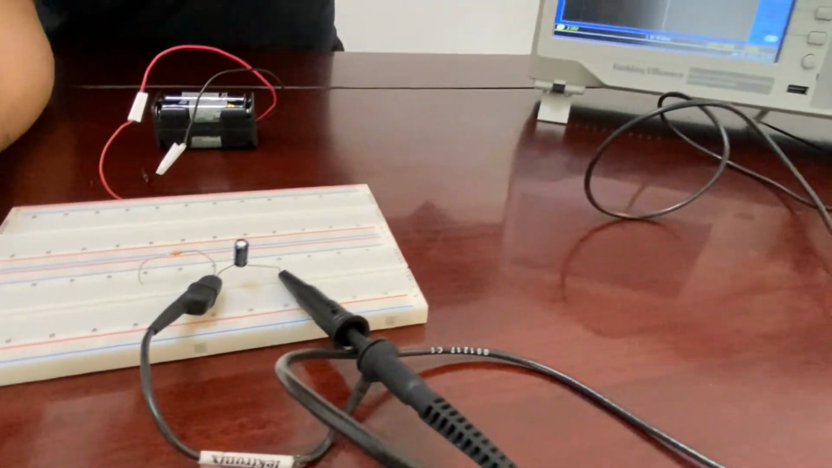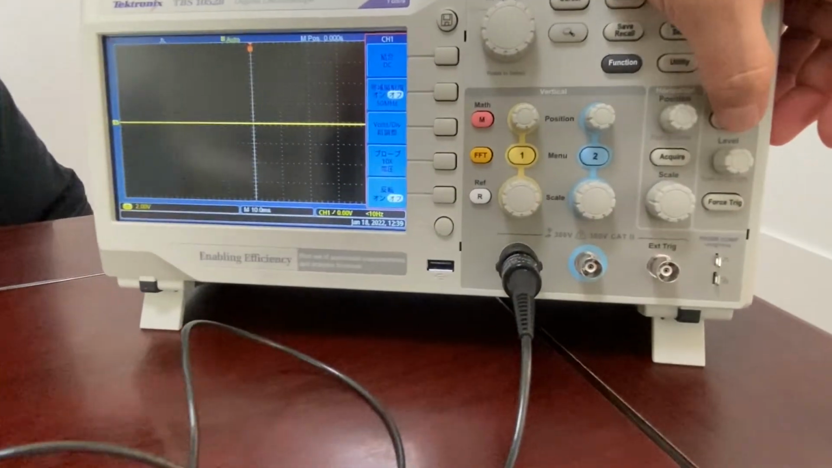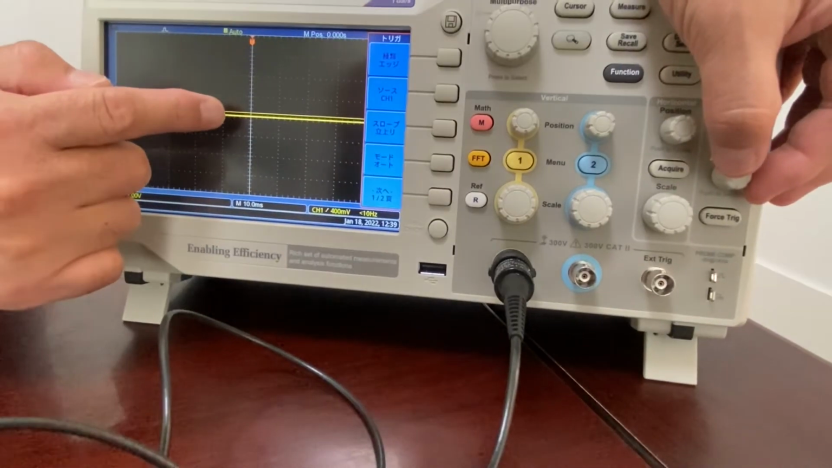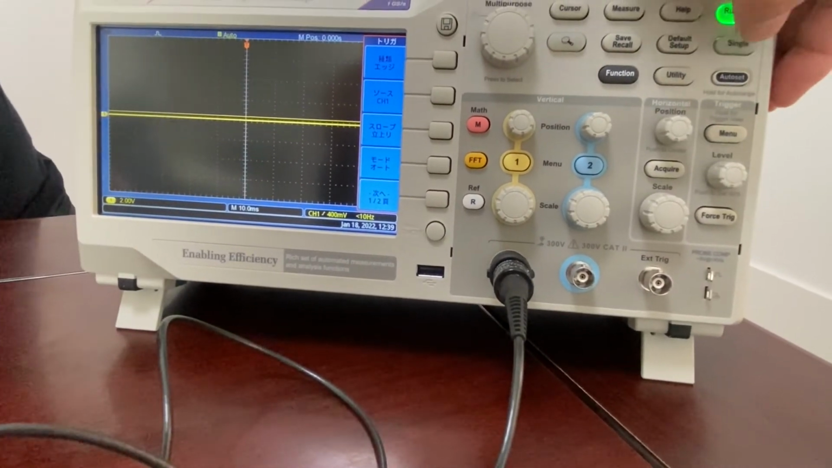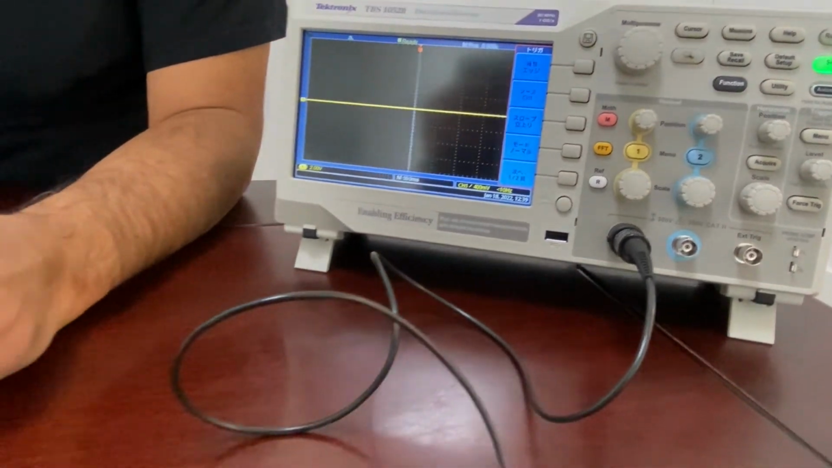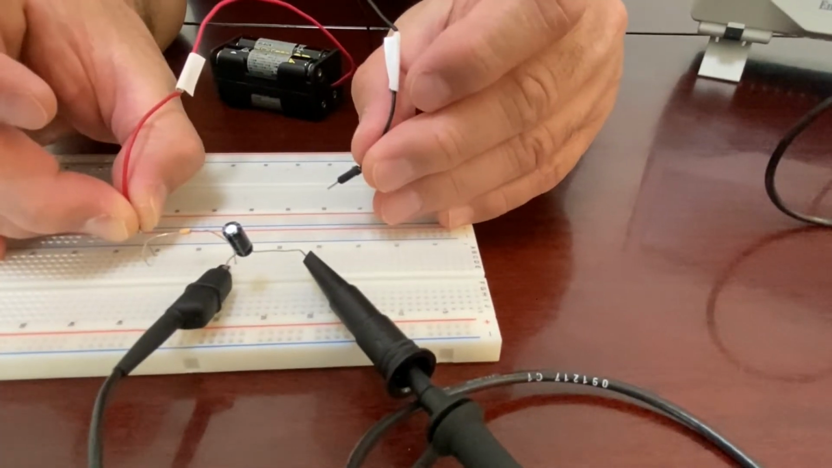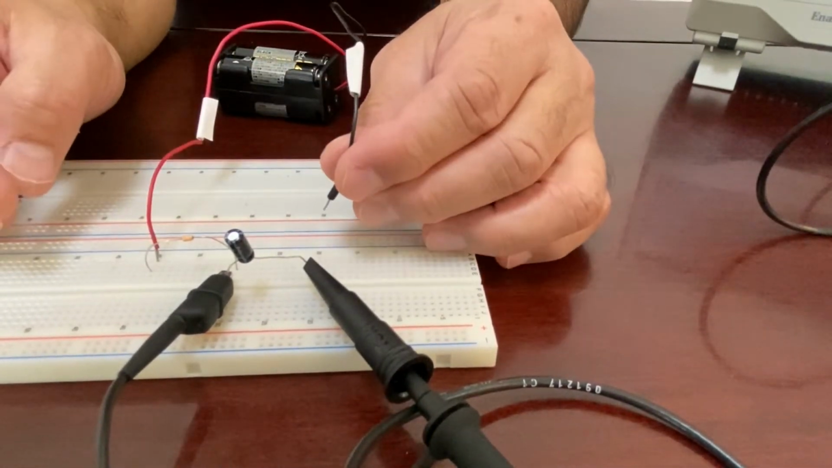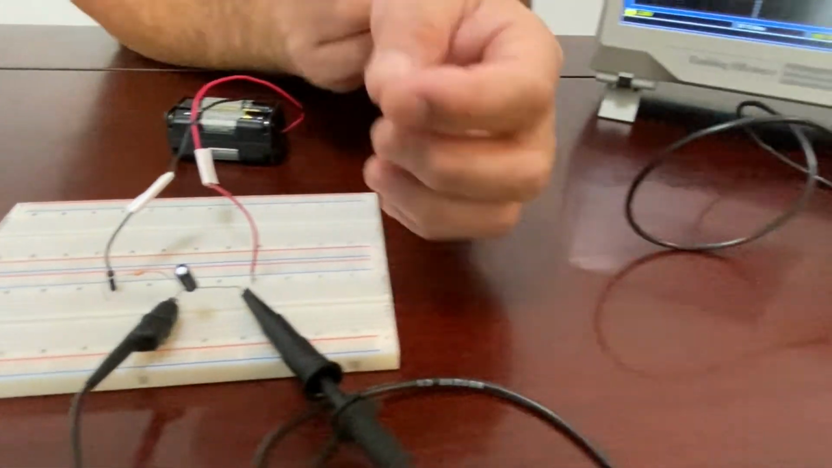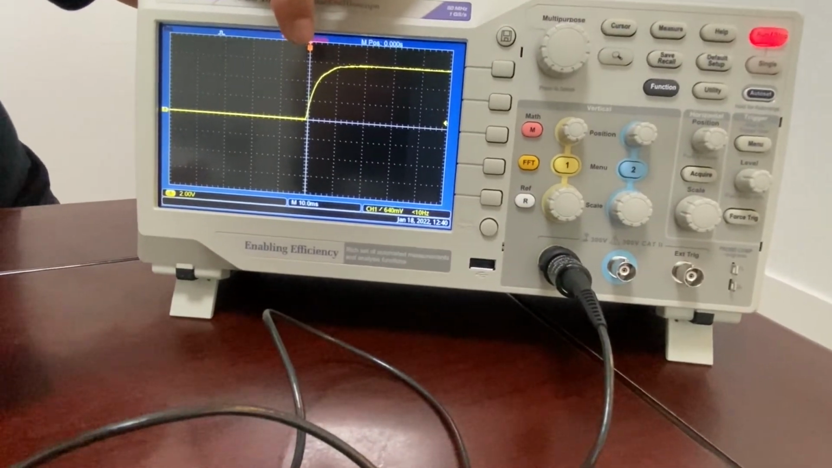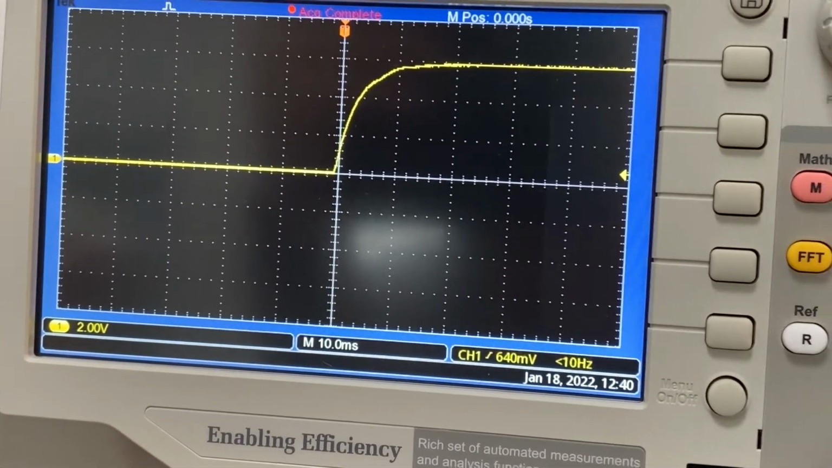We use the trigger. We use these menus: the rising trigger, with the level set larger than zero. Then use single mode. Then we connect the battery to this circuit to capture the change of the voltage of the capacitor. You can look at the display of the oscilloscope. The voltage is increasing with time.